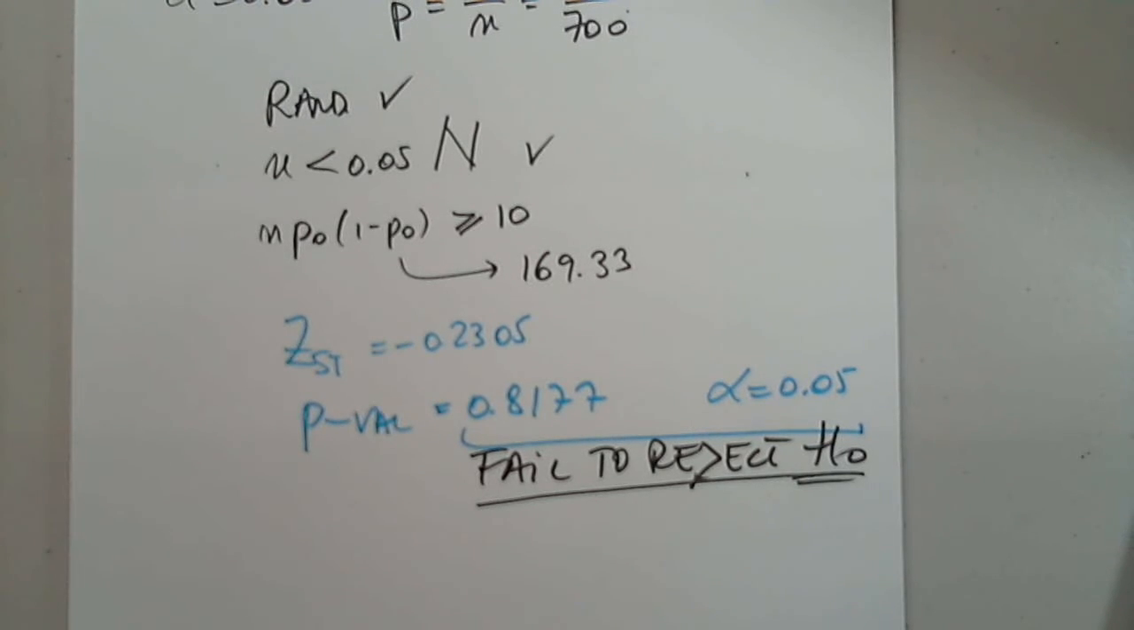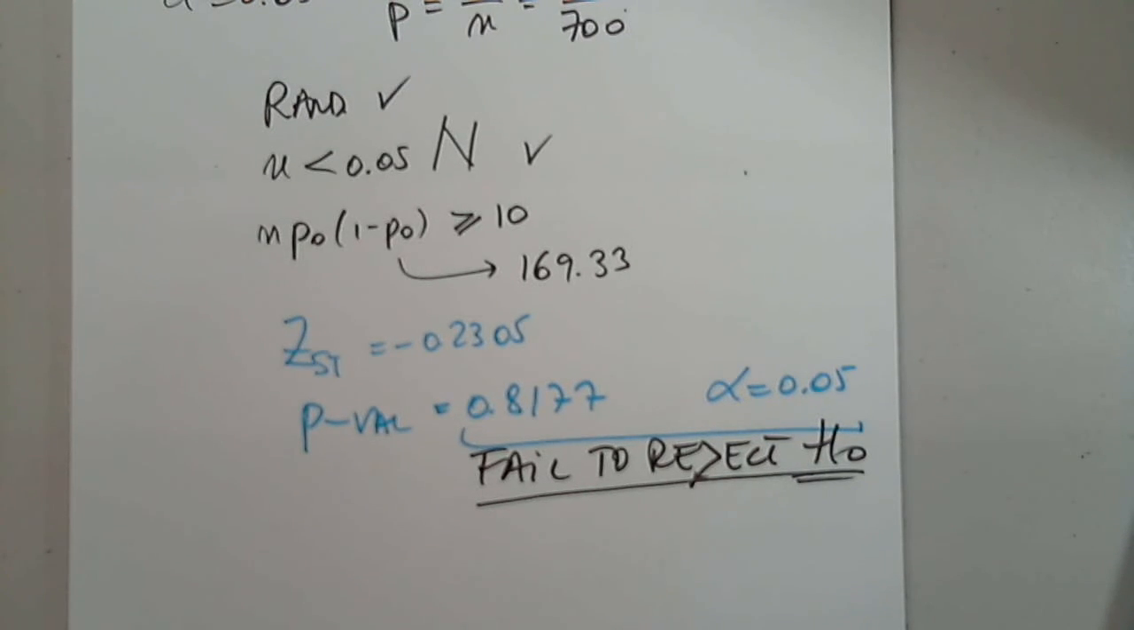So let's read. There is not sufficient evidence at this level of significance to conclude that the proportion of females who are living alone has changed. But let's read D. Do not reject. Fail to reject. There is sufficient evidence to conclude that the proportion of females who are living alone has changed. No, there is not sufficient evidence to conclude such a thing.